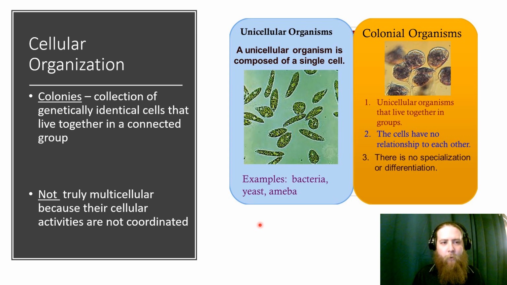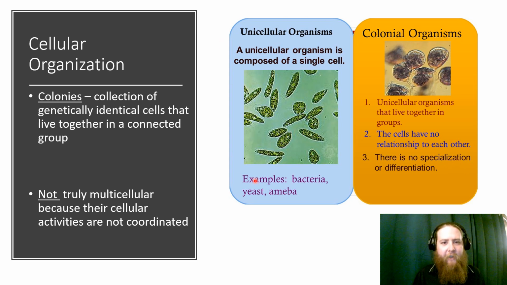We're going to note real quick for cellular organization that you can get these colonial organisms here. These are collections of genetically identical cells that live together in a connected group. They're genetically identical, but they have no relationship to each other. In fact, they don't work together at all. They're just living together, and they benefit by living together, but they don't specialize. There's not one cell that's really good at getting oxygen and one cell that's really good at making energy. They just do their own thing.